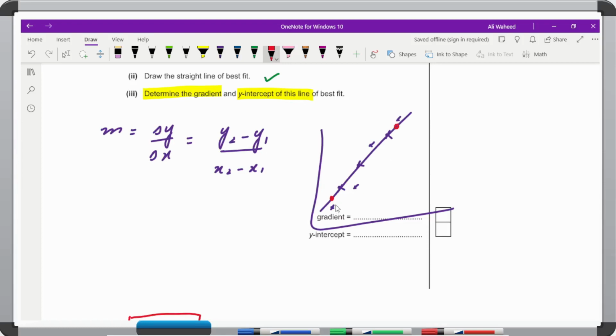And from there, if you want, you can draw a triangle. If you want to use this method, you can write delta y here, delta x here, whatever the values are, you can write over here, and you can calculate.